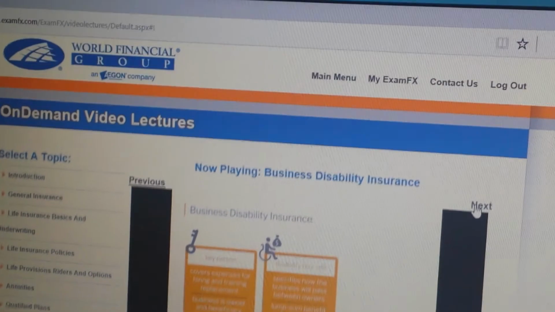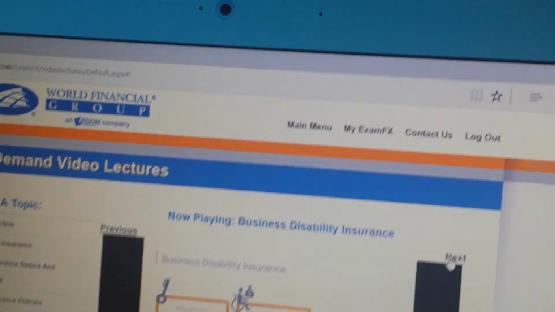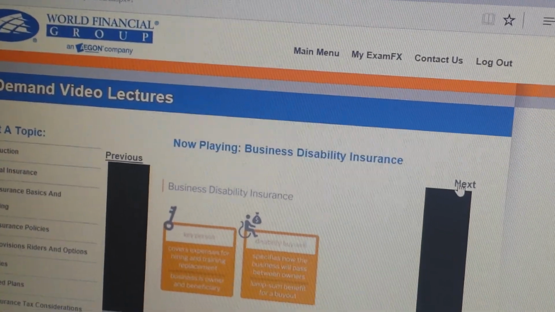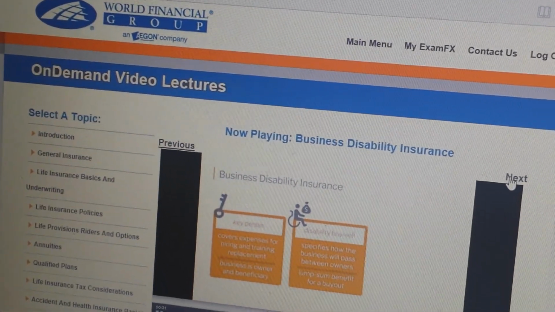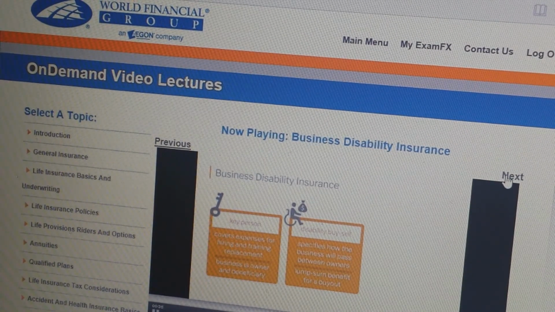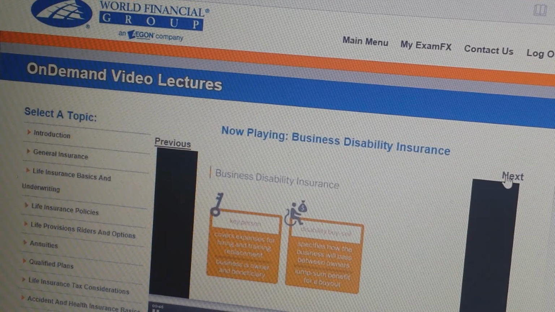Disability buy-sell. This is a cross-purchase, for example, between business partners. You buy protection for your business partner, and your business partner would buy protection for you. That's how it works. There is a buy-sell agreement. That's the legal document that's drawn up by an attorney. You actually fund it with the insurance products that we talk about. So it specifies how the business will pass between owners. Usually it's a lump sum benefit for the buyout.